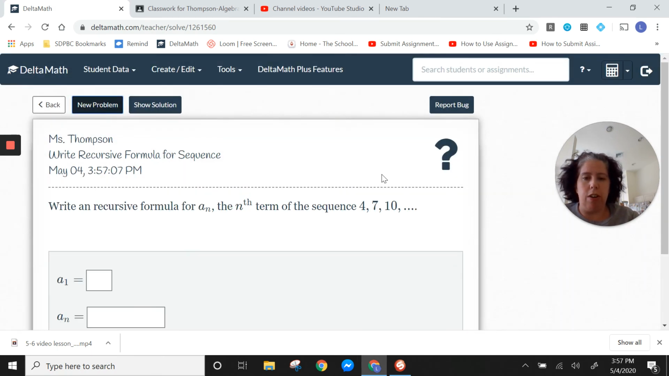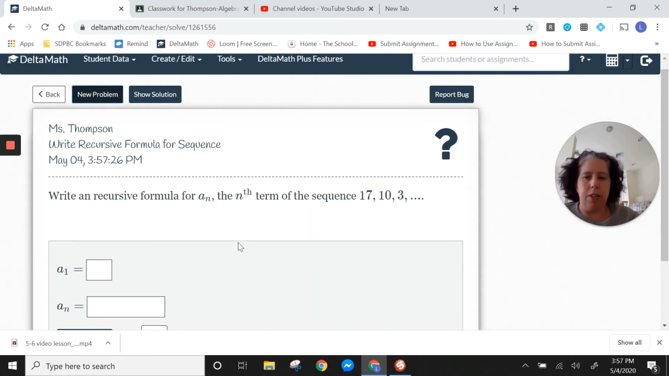Again, figure out if it's arithmetic or geometric. If it's geometric, you're going to do the change times a sub n minus 1. If it's arithmetic, you're going to do a sub n minus 1 plus or minus. Let's see if I can get you a minus 1 just to make sure. Nope. Is that a minus 1? Yeah, that's a minus 1.